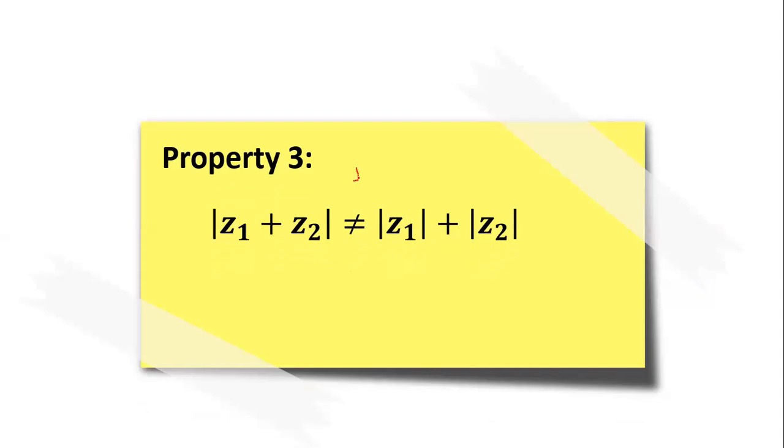In some cases, or in special cases, it can be equal, but we cannot generalize. So in general, they are different from each other. In special cases, they may be equal to each other, but in general, they are different.